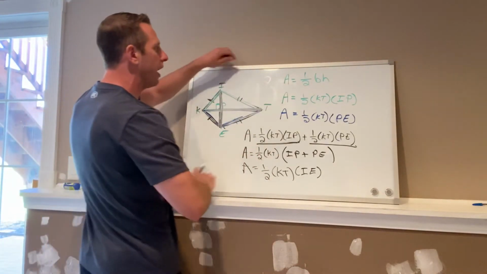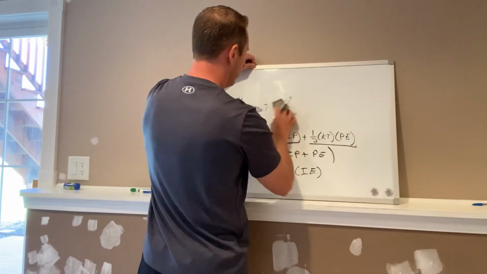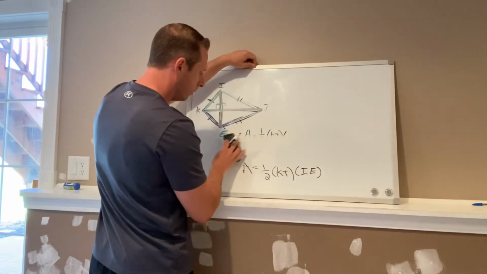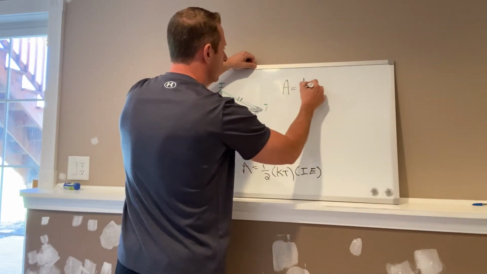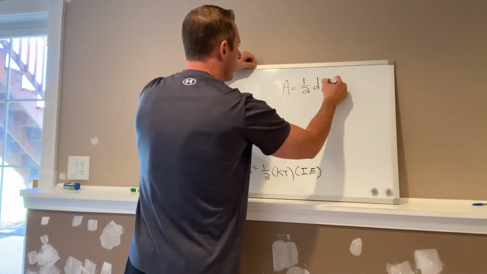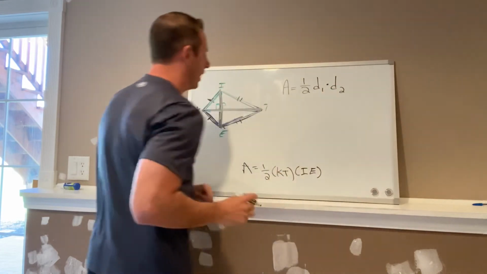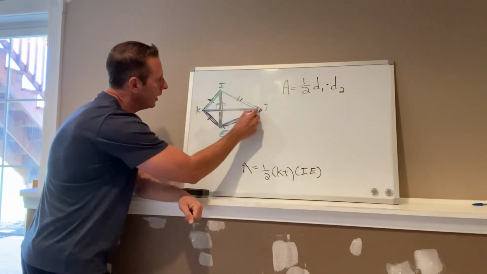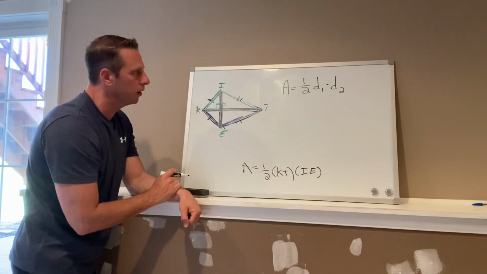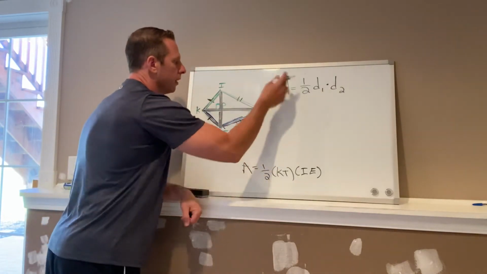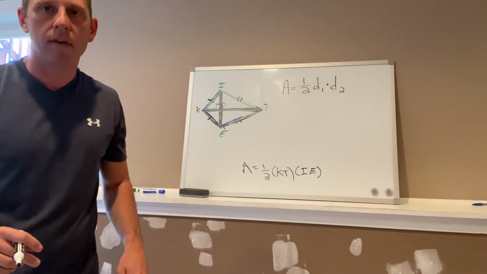Look, oh wait, what did I have written up here before? All of this, get rid of all that. Up here before, I had area equals 1/2 diagonal 1 times diagonal 2. KT is one diagonal, IE is the other diagonal. Multiply them together, take half.